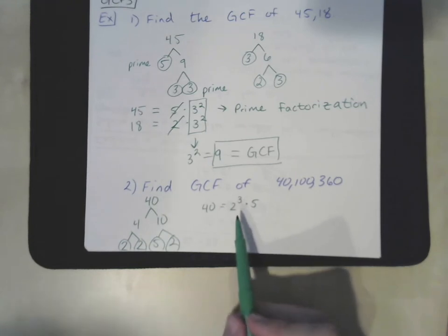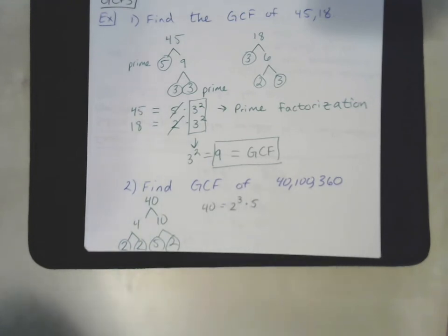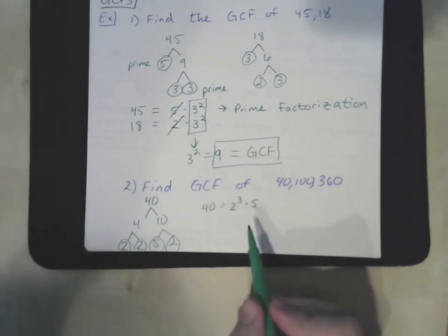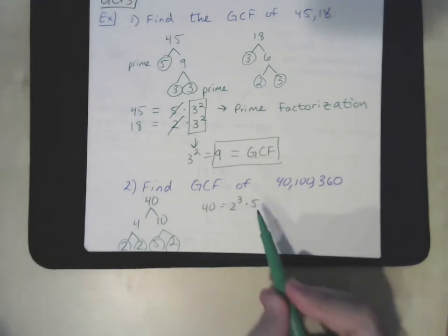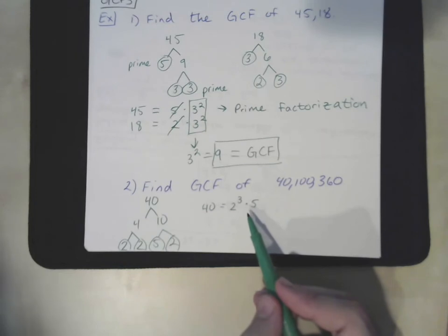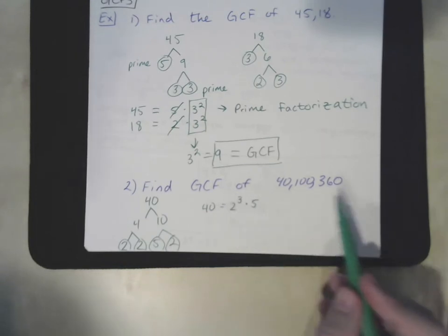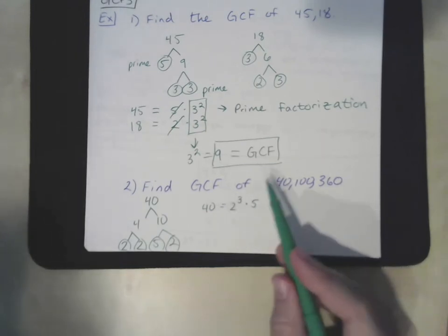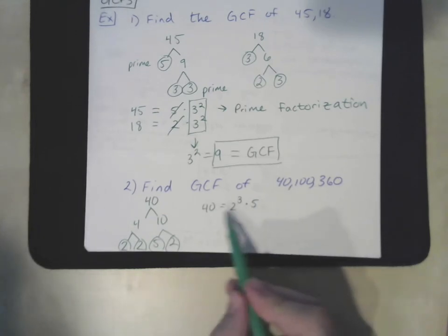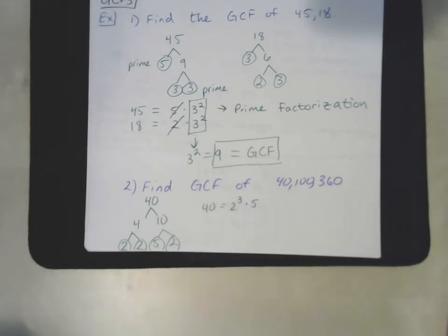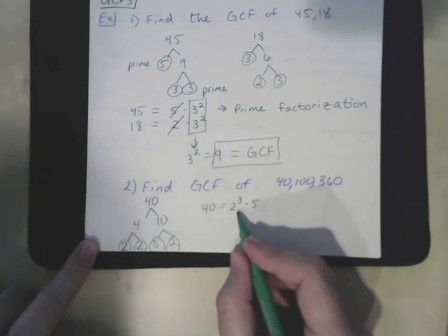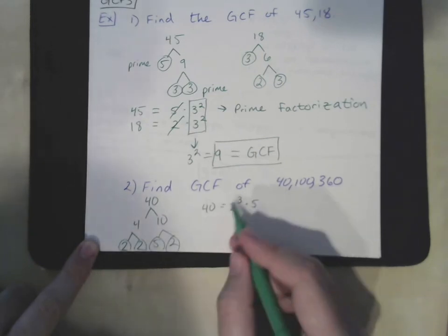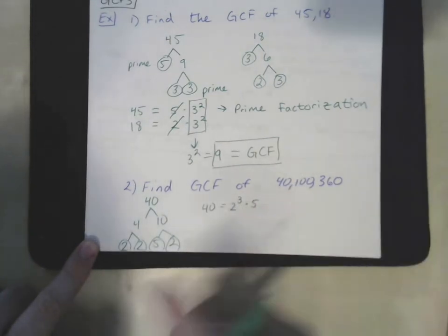So now we know, based on 40, because it's the smallest number, that there's only going to be 2's and possibly 1 5 in our GCF. Because if it's going to divide 100 and 360 and 40, all of them together, it's got to divide 40 first and foremost. And 40 is the smallest number, so it has the least number of things that divide into it. So the question is, do all of these things divide into either of these?